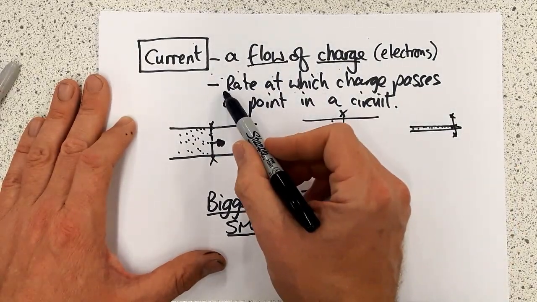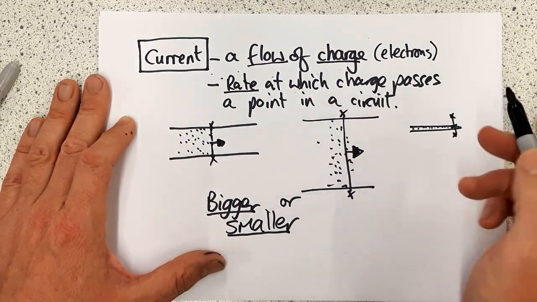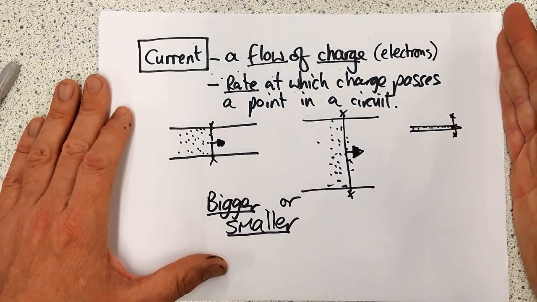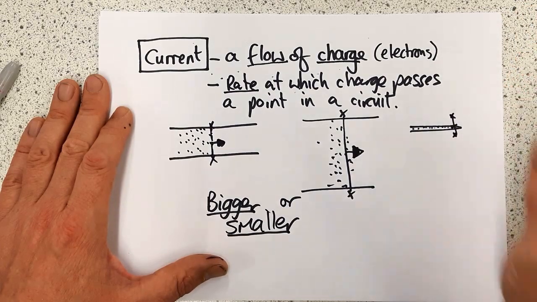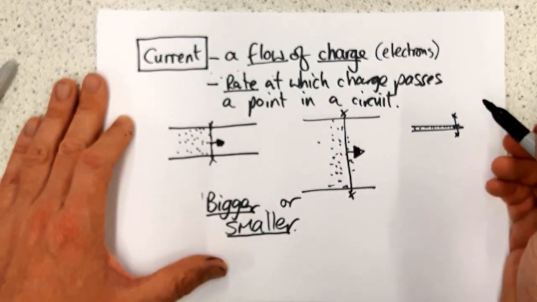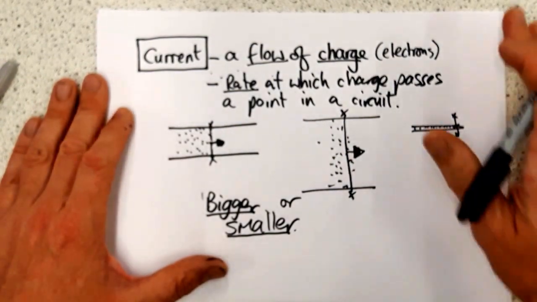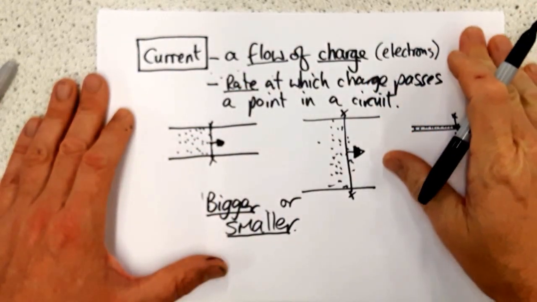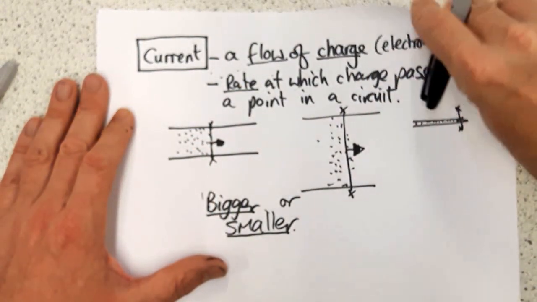Strictly defined, it's the rate at which charge passes, or the charge per second, but at OCR they don't deal with that specific definition, so we're going to avoid it for now. And think of currents either being bigger or smaller. You can increase the size of a current or decrease the size of a current depending on the conditions. But current is a flow of charge.